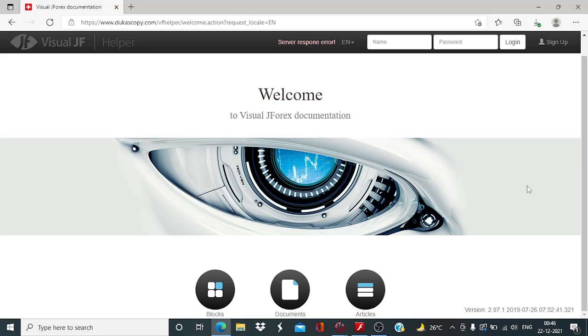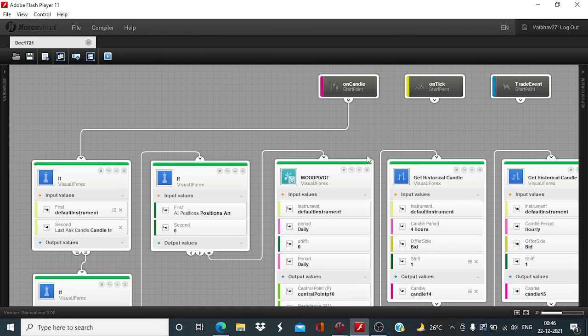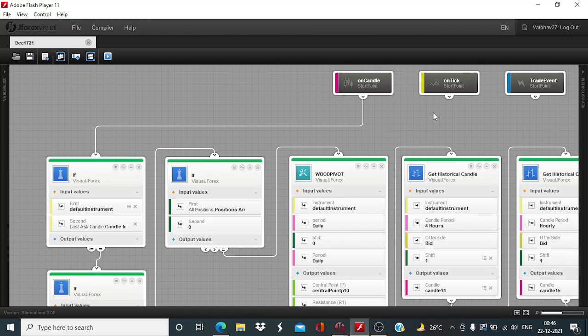Myself, Vaibhav. I welcome all of you to today's session of Visual JForex, in which we will be continuing our work using the Woodie indicator. This is the third and the final part of this series involving these indicators used to define and design the algorithmic system to trade in a profitable manner. So we now head to the Visual JForex board, which has been developed by the Dukascopy Bank SA.